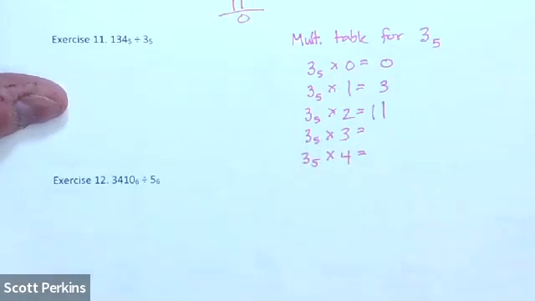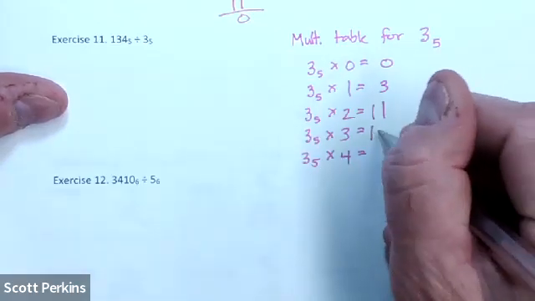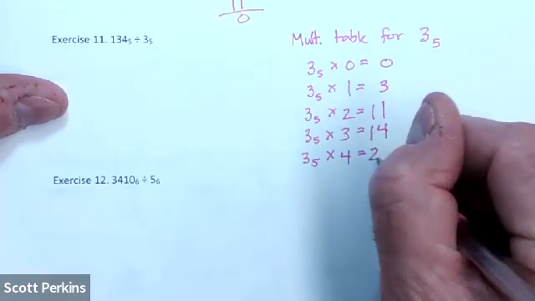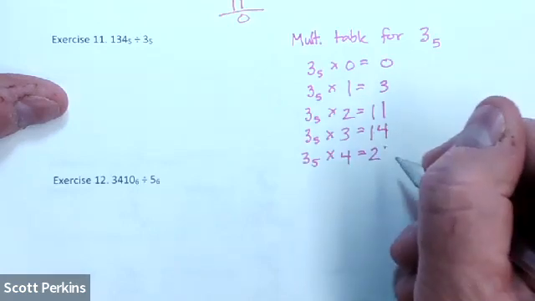3 times 3 is 9. 9 is one full group of 5 and 4 left over. And then 3 times 4 is 12. 12 is two full groups of 5 and 2 left over.